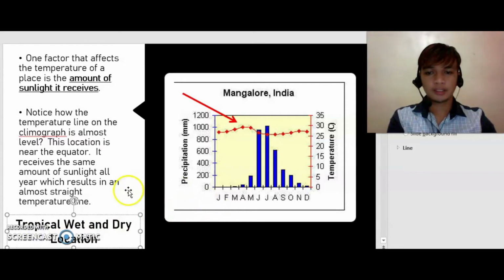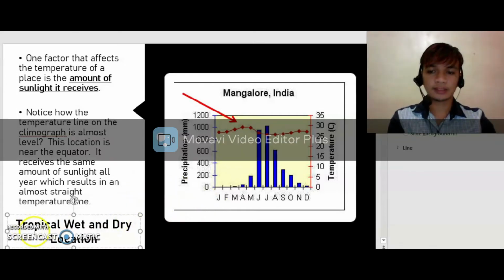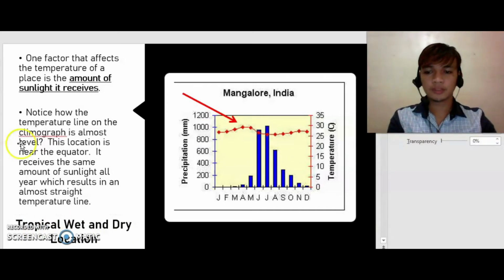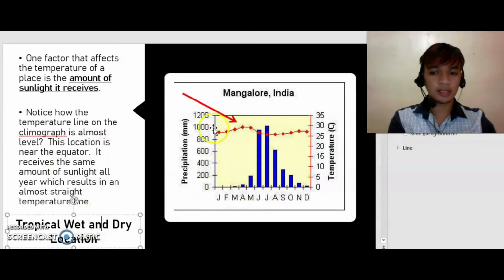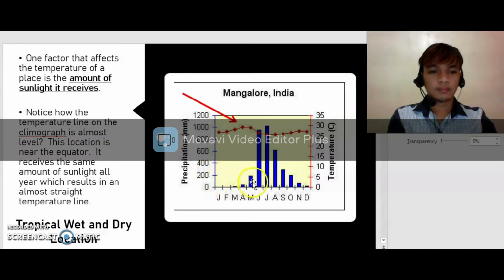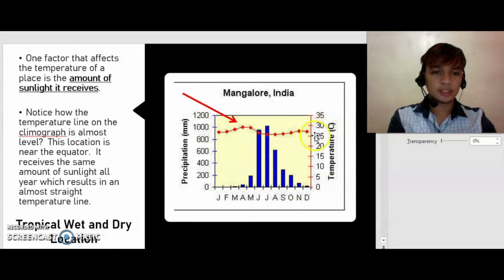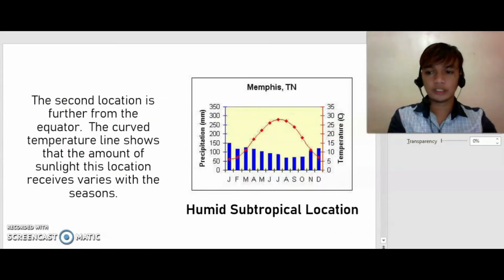So this place in Mangalore, India is categorized as a tropical wet and dry location. Why does it become tropical wet? As you can notice, in the months of June and July, they can experience as high as about 1,000 millimeters. And then it is also dry because of the months that they are not experiencing rainfall, and they are consistent in their temperature at about 25 to 30 degrees Celsius.